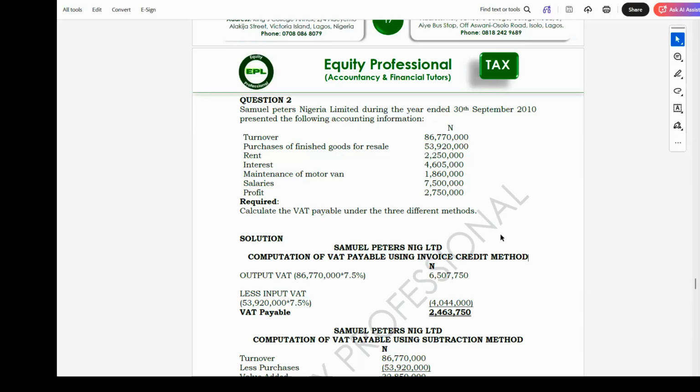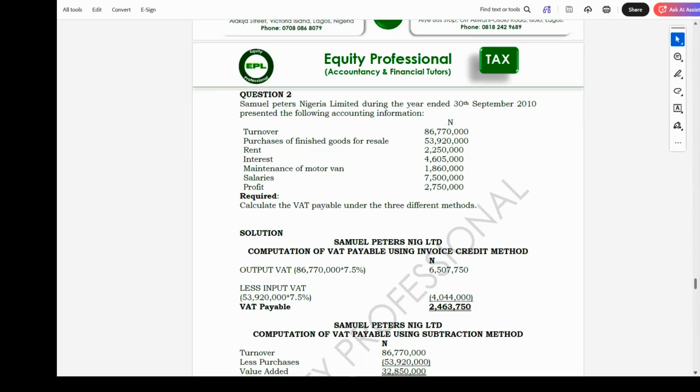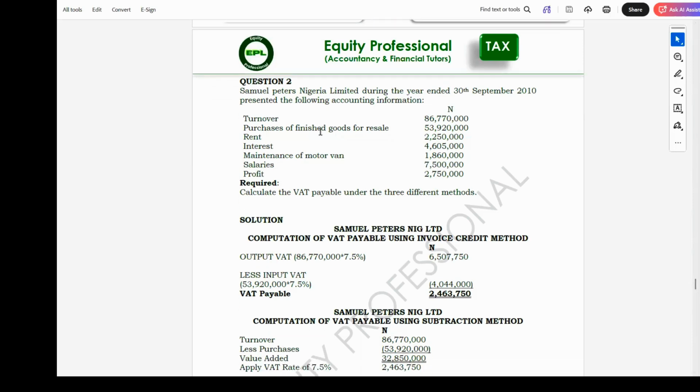You then apply your tax rate, the value-added tax rate, on the value added to get the value-added tax. Under this one, you are going to calculate the value added. To get your value added, you subtract your direct purchases from your sales. You are going to remove your direct purchases from your sales.